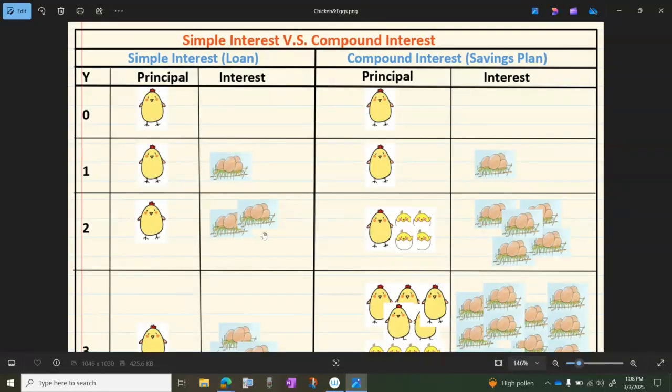You understand this is just a way to explain how simple interest and compound interest work. Those chickens are just hypothetical chickens, all right? Not really the chicken that you raise in your backyard.